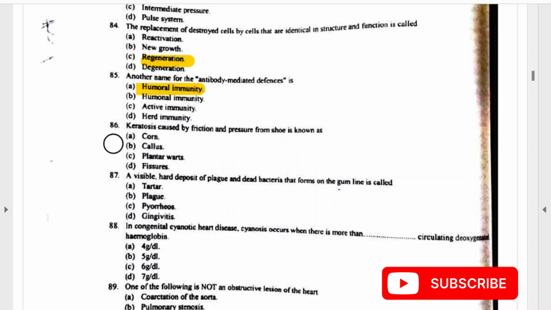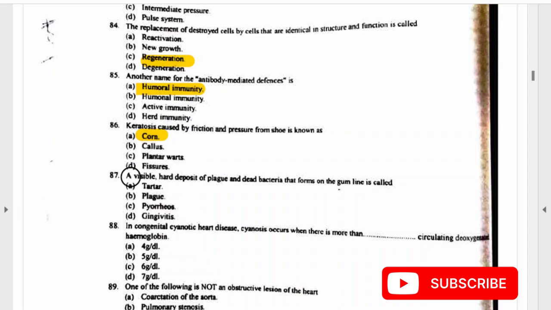So 86. Keratosis caused by friction and pressure from shoe is known as what? It's known as corn. Corn is the answer. Corn is actually a type of callus that typically forms on the toe as a result of friction and pressure from ill-fitting shoes. So when we wear shoes that don't fit, that are very tight, you might develop a corn. There's a difference between this corn and the corn food, or the plant, or maize. They are very different.